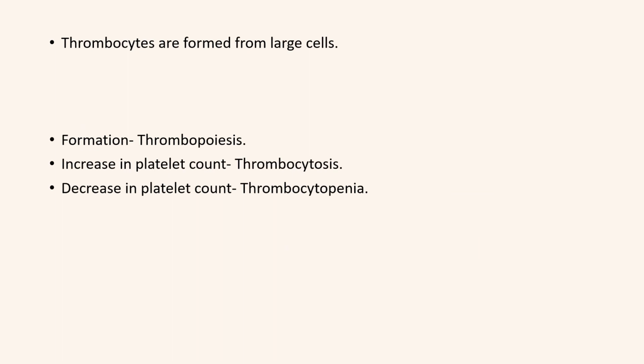Thrombocytes are formed by large cells, known as megakaryocytes. These are present in the bone marrow. Formation of platelets is called thrombopoiesis. The increase in platelet count is called thrombocytosis, whereas the decrease in the number of platelets is called thrombocytopenia. This completes the composition of blood. The next part will present the blood vessels and the coagulation of blood.